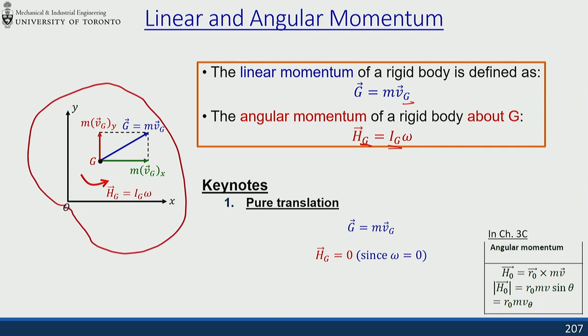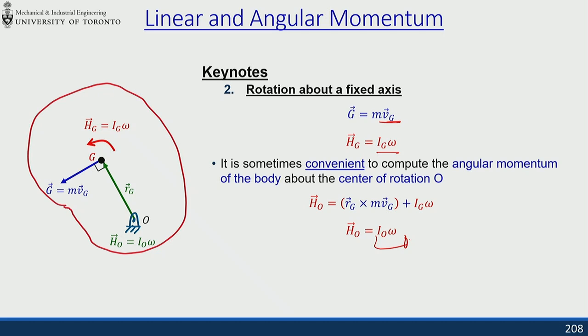Pure translation means no angular momentum, pretty straightforward. Rotation about fixed axes, again, this is what you'll probably be running into more. And really, Ho equals Io omega is what you primarily want with these kinds of rod systems. Again, you probably have to apply the parallel axis theorem. Questions?